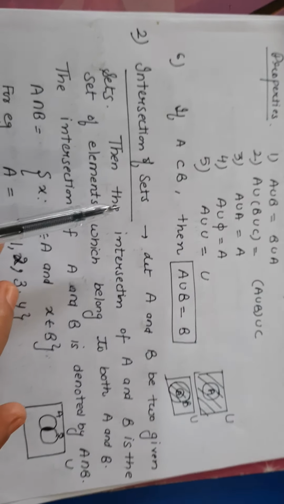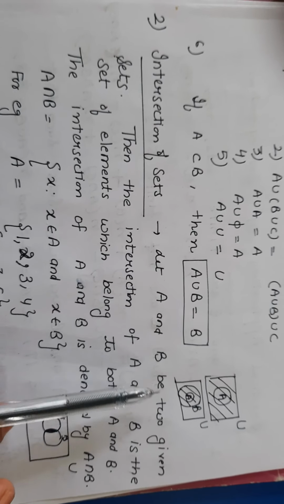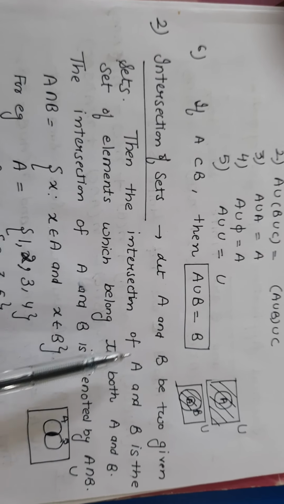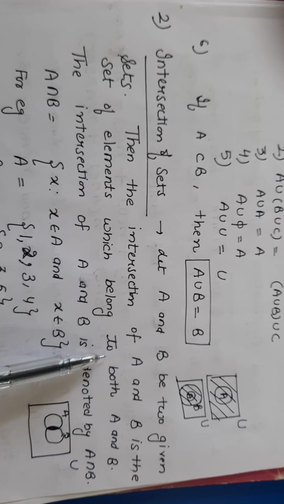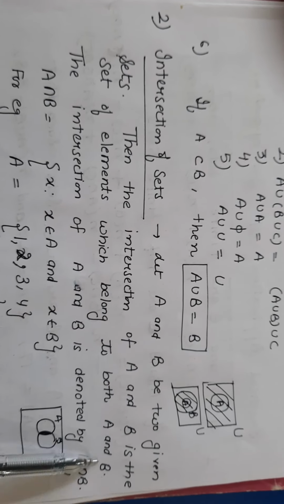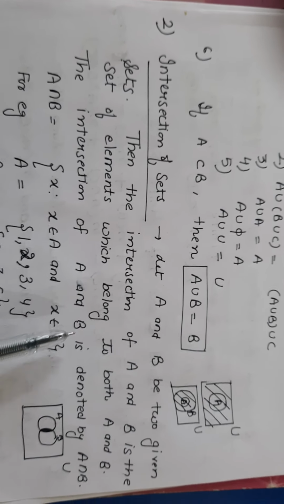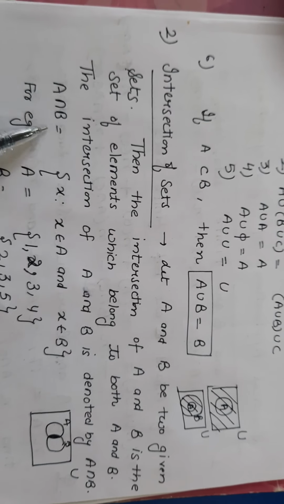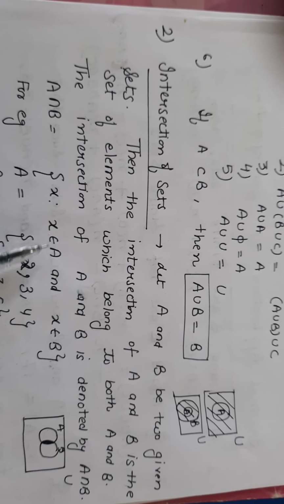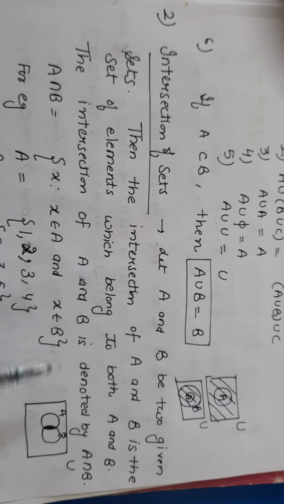Now the intersection. The next operation is intersection of sets. Let A and B be two given sets. Then the intersection of sets A and B is the set of elements which belong to both A and B, or we can say which are common to both A and B. Intersection is denoted by this symbol. In set builder form, it is the set of those x where x belongs to A and x also belongs to B.